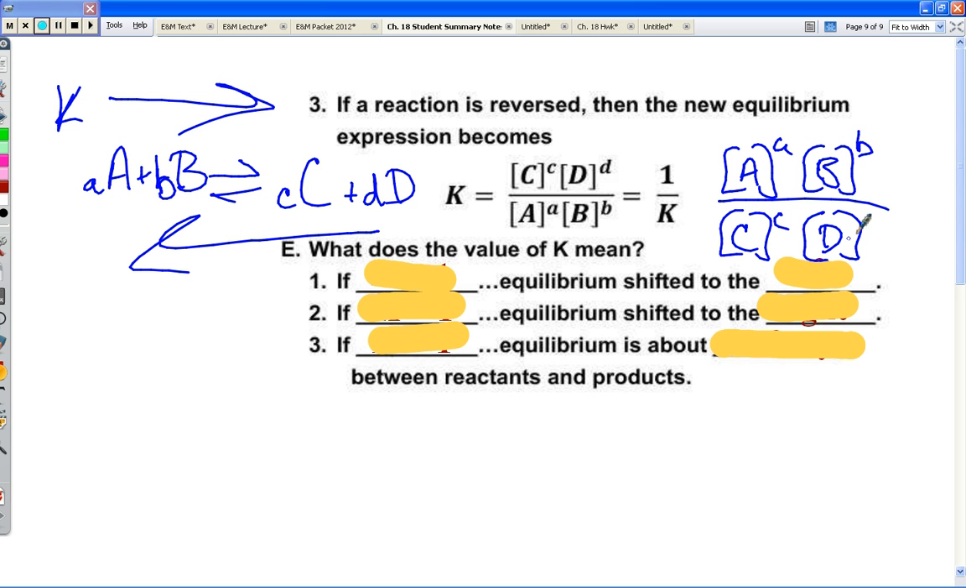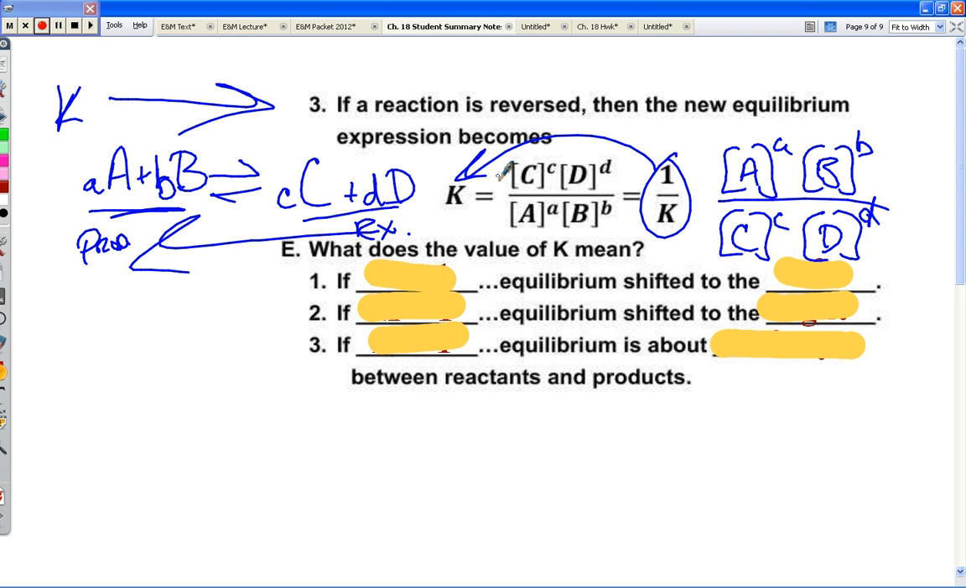Because if we're going back this direction, these guys become the products, and these guys become the reactants. So these guys would go on top and those on bottom, and that is equal to 1 over K compared to this over here. It doesn't really matter which way you do it, it's really however you write it down.